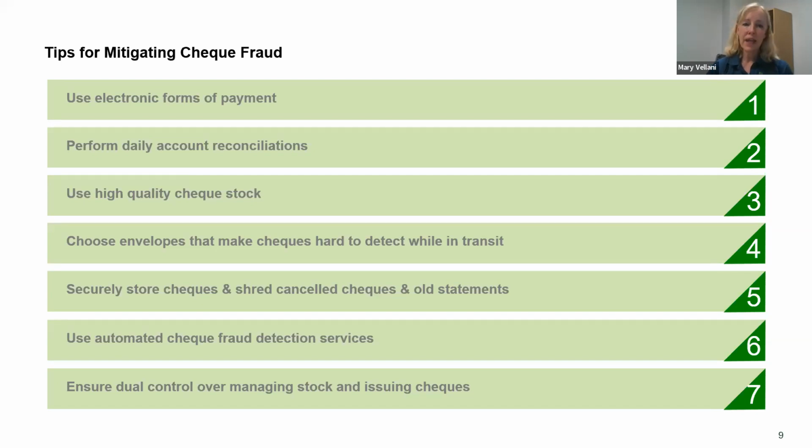So one of the main ways in which we still see fraud is through check fraud. And so we always recommend that you try to get away from writing checks and use electronic forms of payment. Check your accounts daily to see the activity that's going through, to make sure that it's expected activity. Use high quality check stock. So high quality check stock will have different things on it, like watermarks, that'll make it a bit more difficult to replicate. Choose envelopes that make checks hard to detect while in transit.